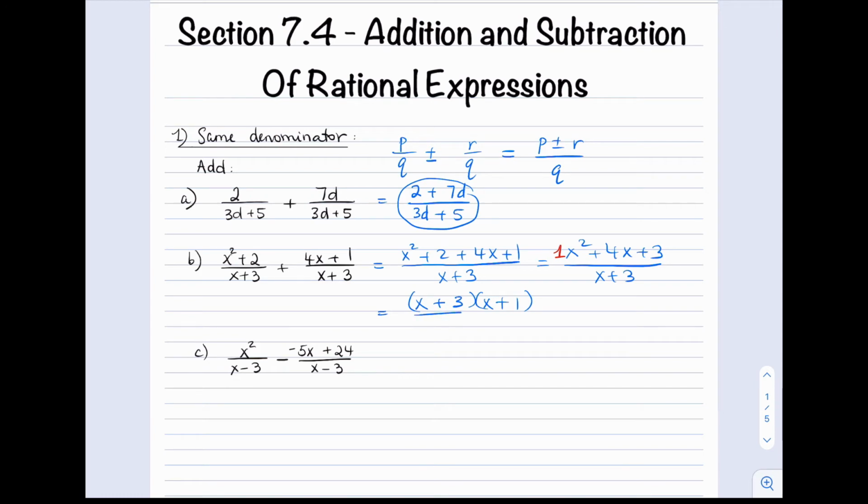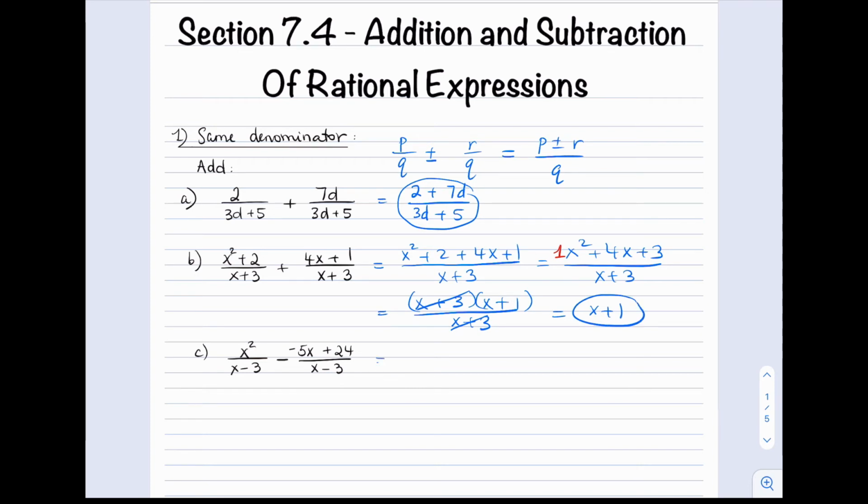Okay, so denominator again is x plus 3. Looks like they both have the common binomial factor, which is x plus 3, so we cancel. By canceling, we get the ratio of 1, but 1 times x plus 1 is just going to be x plus 1 as the final answer.